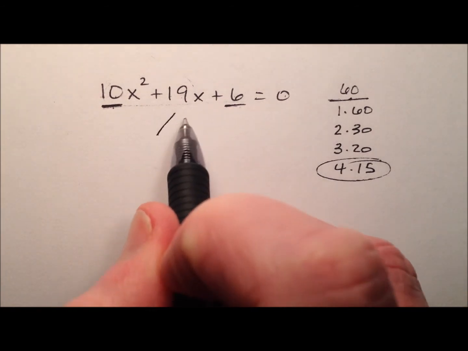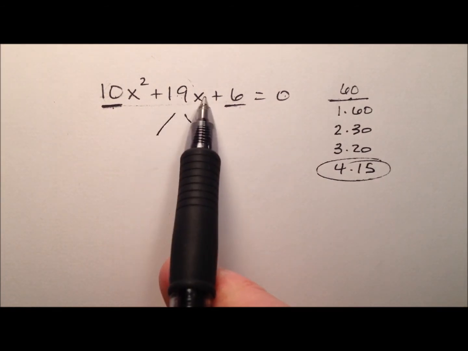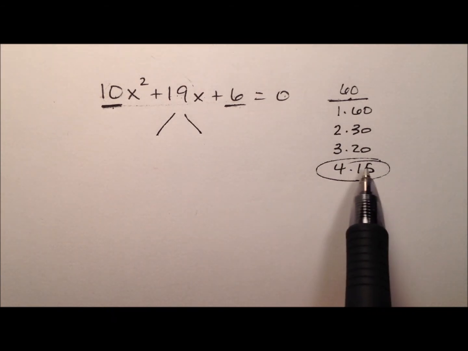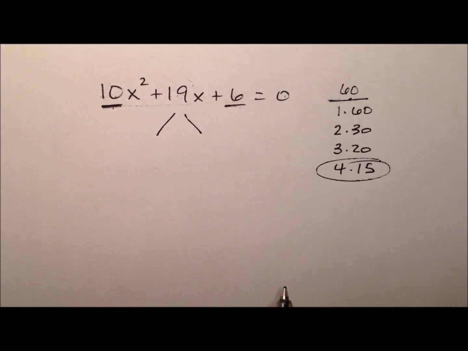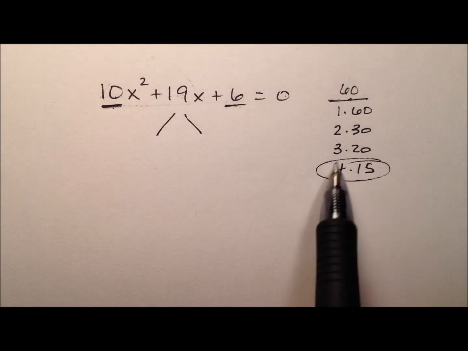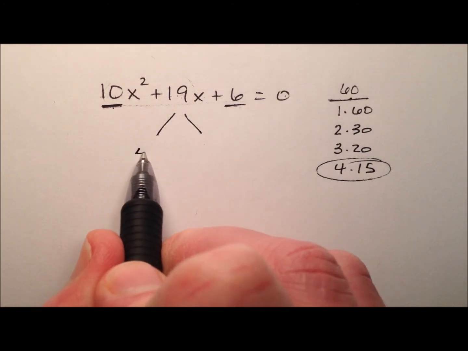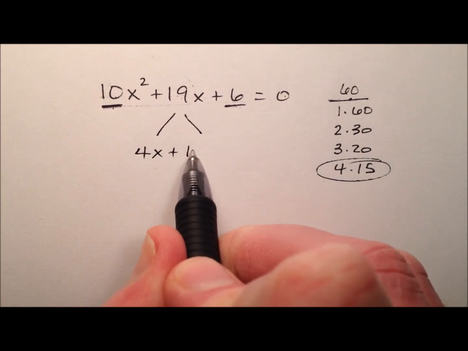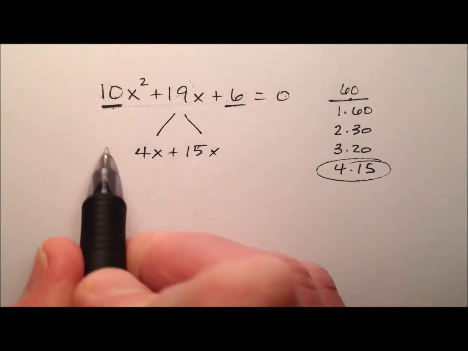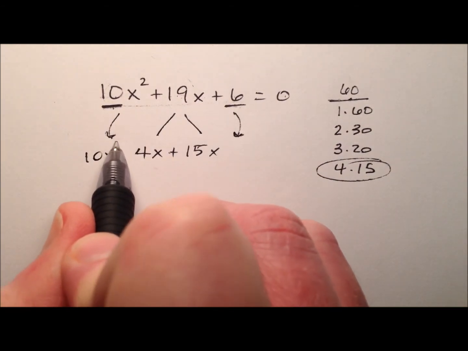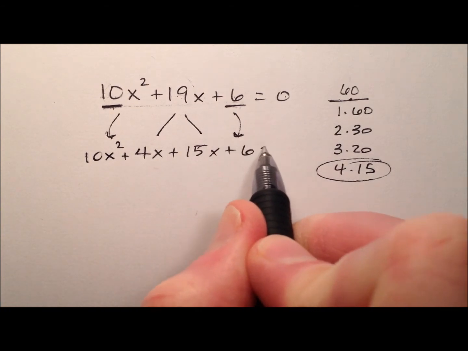And so what's going to happen is we are going to split this 19x up into two like terms. The 4 and the 15 will be the coefficients of those two terms. And it doesn't matter in which order we write them. The 4 could come first or the 15 could come first. So let's go ahead and put the 4x first and then put the 15x after that. And the other two terms here will just come along for the ride.